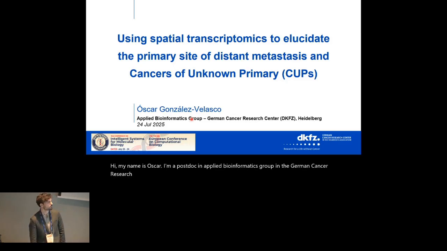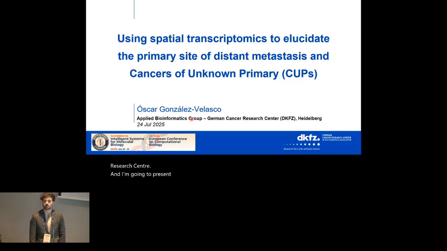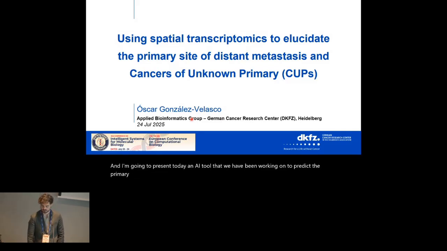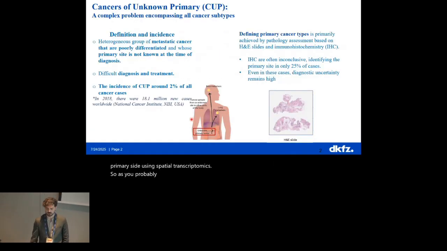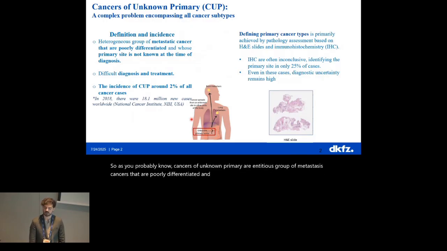And I'm going to present today an AI tool that we have been working on to predict the primary site using spatial transcriptomics. So, as you probably know, cancers of unknown primary are a heterogeneous group of metastatic cancers that are poorly differentiated and whose primary site is not known at the time of diagnosis.